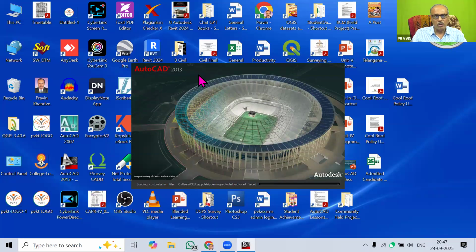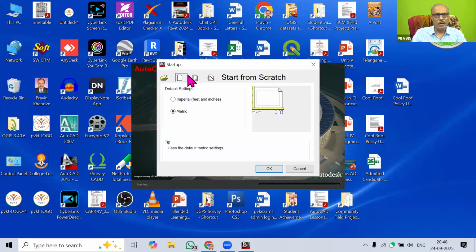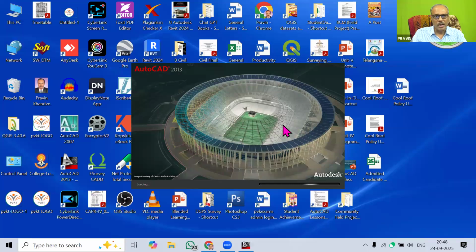Then whenever we start AutoCAD, we have to ensure that always when we are starting the AutoCAD software, this startup dialog box should always appear. That is the important thing. So in this we will choose the metric unit, we will click on OK, and then the AutoCAD software will start. So this is the AutoCAD file where we will start drawing our object.